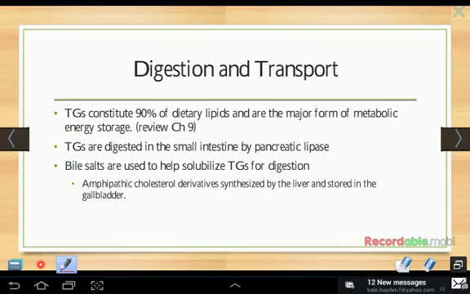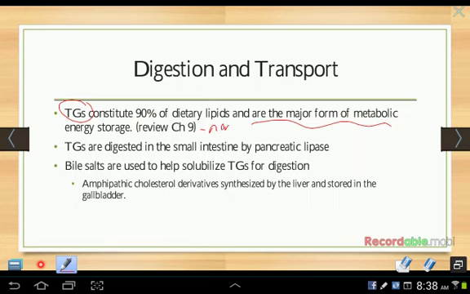Okay, so digestion and transport. Triglycerides constitute about 90% of the dietary lipids, and they are the major form of metabolic energy storage. If you want a review on fatty acids and triglycerides, especially nomenclature and how they are named, because that might be important come exam time, you need to review Chapter 9.